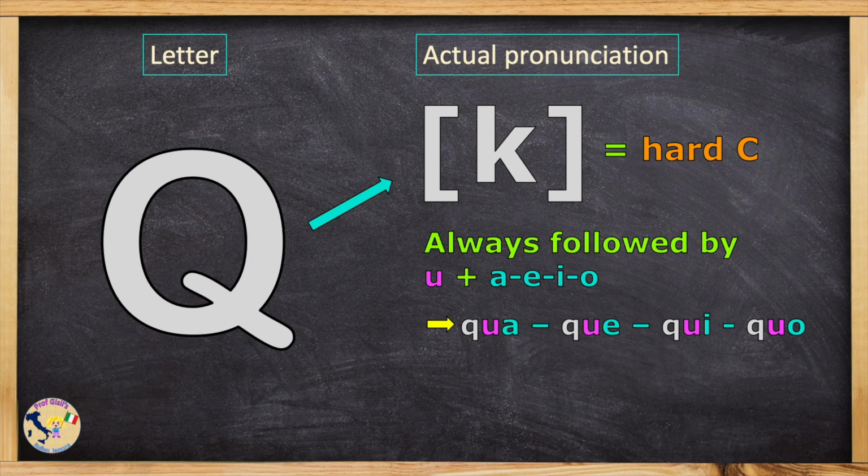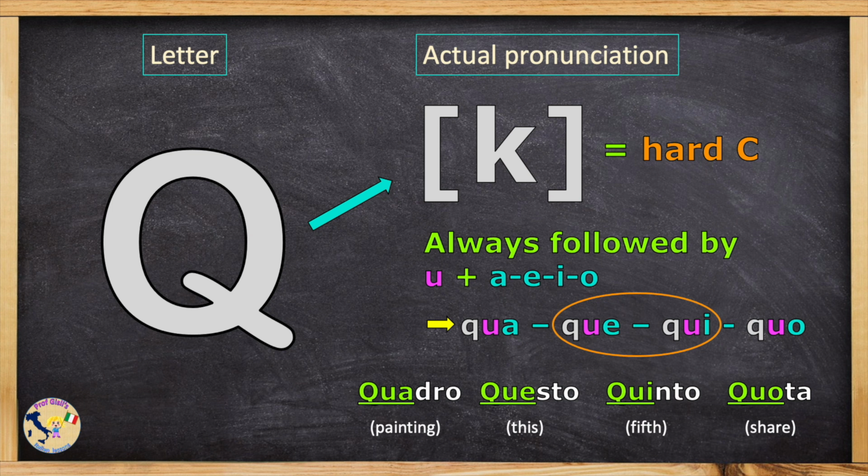For English-speaking learners, the two clusters which might be tricky to pronounce are que and qui, which are often mispronounced as ke and ki. So pay extra attention when you come across these sound combinations and always pronounce them as que and qui. And here are some words where qua, que, qui, quo appear. So we have quadro, questo, quinto, quota.